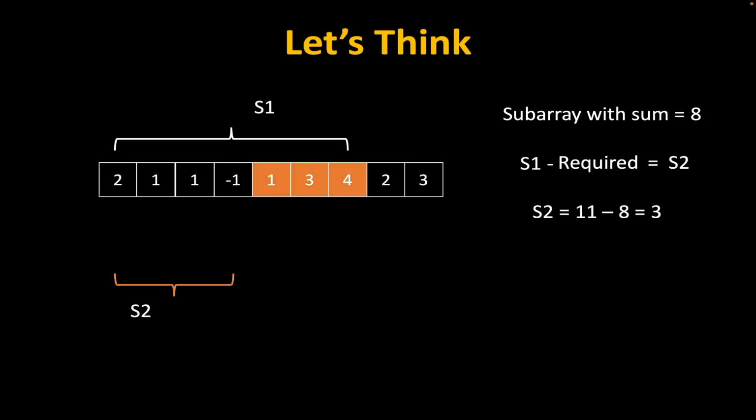Now if I take this as S2, we get this as the required subarray, and if I take this as S2, then this is the required subarray. It's good for us if we take this as S2 because then we get a maximum length. So what we observe from here is it's good for us to store the lowest index for a given sum. Here for sum equals to 3, either I can store 2 or I can store 4, but storing 2 is good because then we get the largest subarray with the given sum.